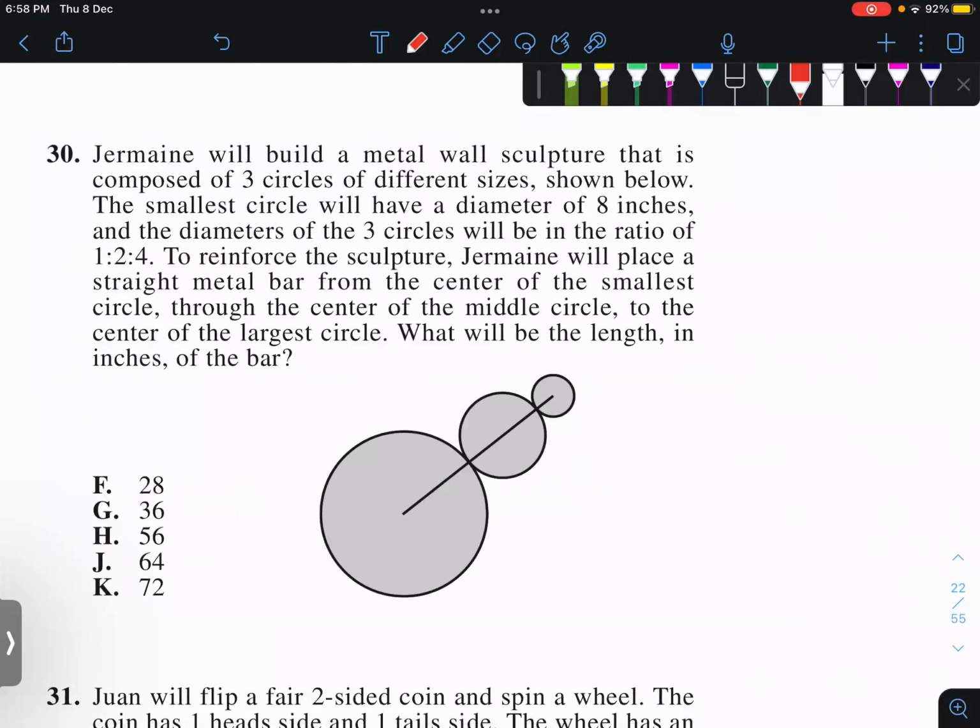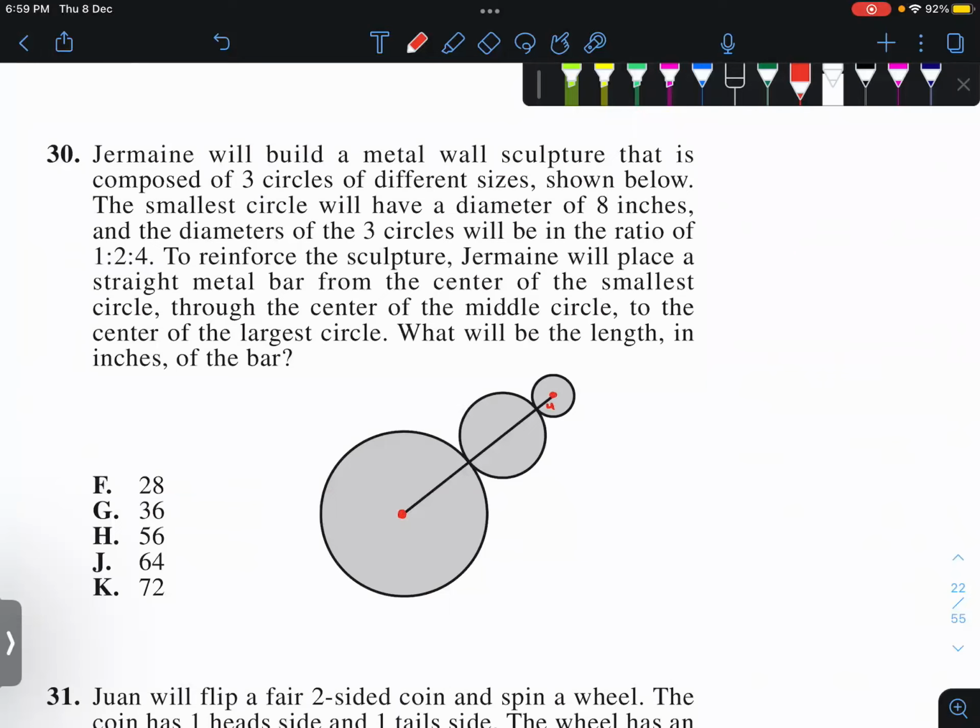German will build a metal wall sculpture that is composed of 3 circles of different sizes shown below. The smallest circle will have a diameter of 8 inches, and the diameters of the 3 circles will be in the ratio of 1 to 2 to 4. To reinforce the sculpture, German will place a straight metal bar from the center of the smallest circle through the center of the middle circle to the center of the largest circle. What will be the length in inches of the bar? We need to find this distance from here till here, right?